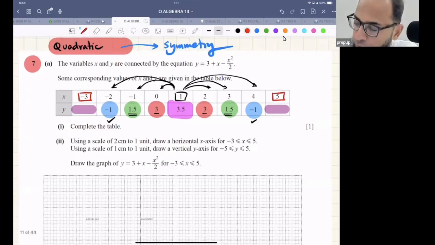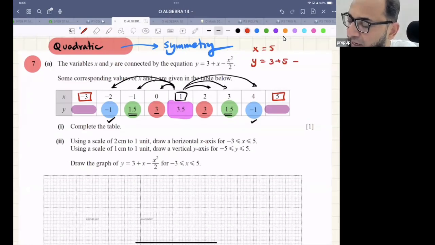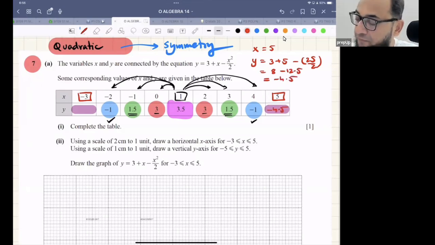You will use the calculator. Let me show one working. When x is 5, y is 3 plus 5 minus 5 squared over 2. 3 plus 5 is 8. 8 minus 12.5, which is -4.5. This is -4.5. And over here, we should be getting the same value, which is -3. You plug it in and you can check it with your calculator.